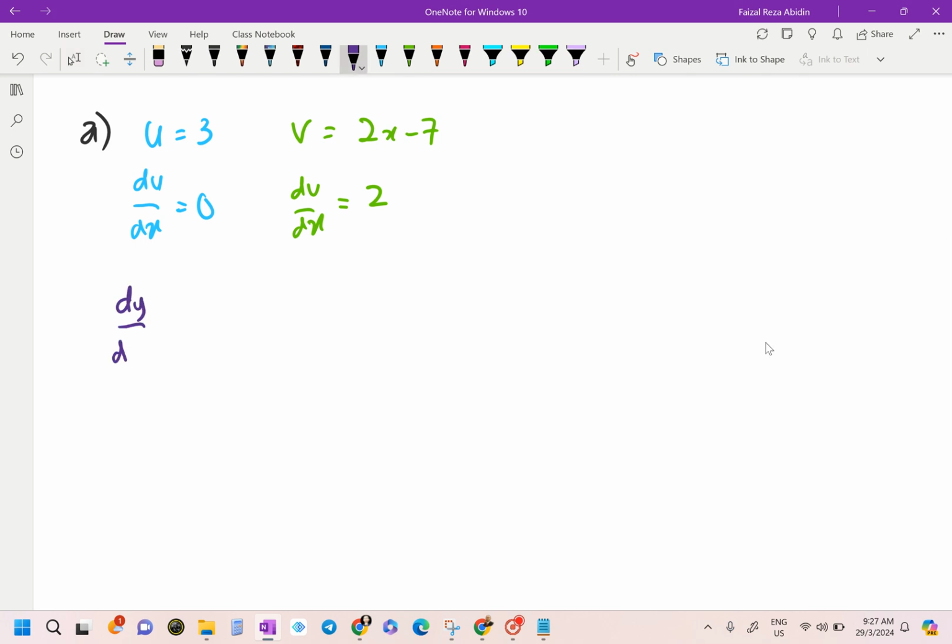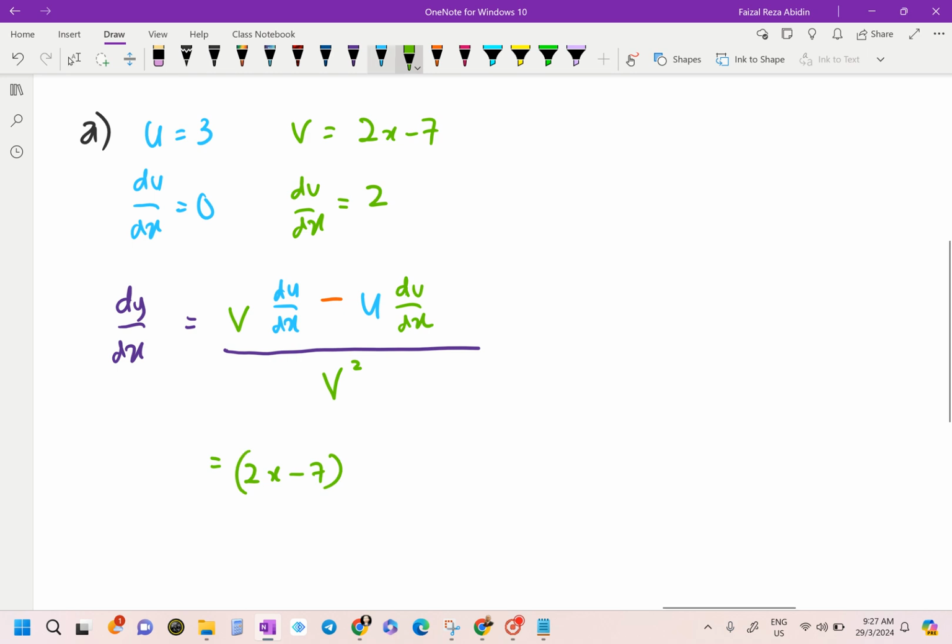So what happens here, if we differentiate, dy over dx, you are going to have v du over dx minus u dv over dx, isn't it? And then don't forget to divide by v squared. So v squared over here is 2x minus 7 squared. So we are going to substitute v as 2x minus 7.